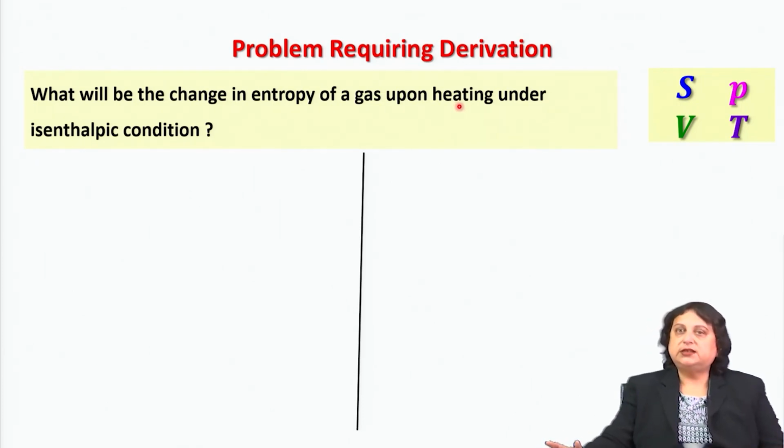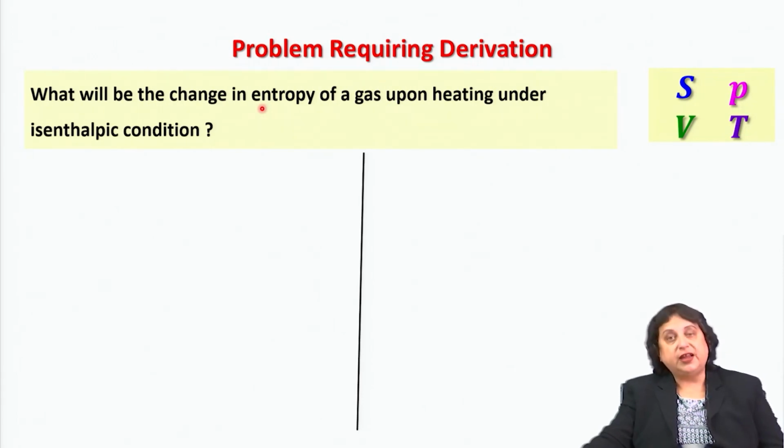So, your experiment is you are heating the system. Therefore, how do you know the system is being heated? Its temperature will change. So, your independent variable in this particular experiment is T. As a result of the change in temperature, the entropy is changing. So, the partial derivative that you are going to look for is del S del T. And under what condition are you carrying out the heating? You are carrying out the heating under isenthalpic condition.